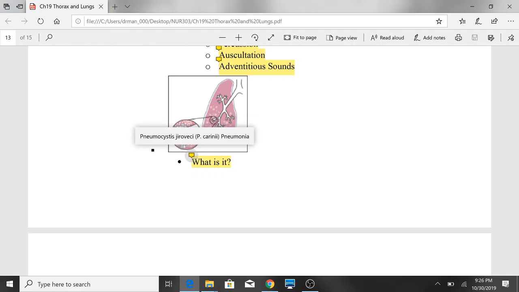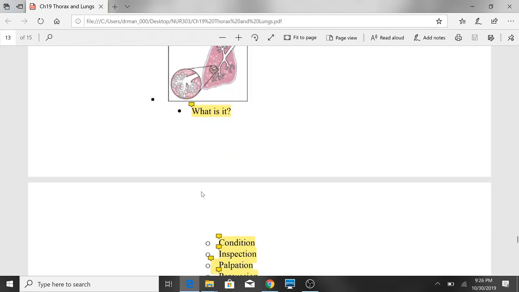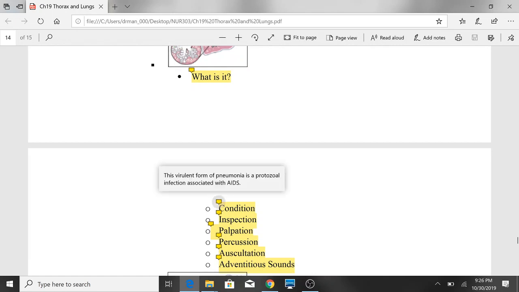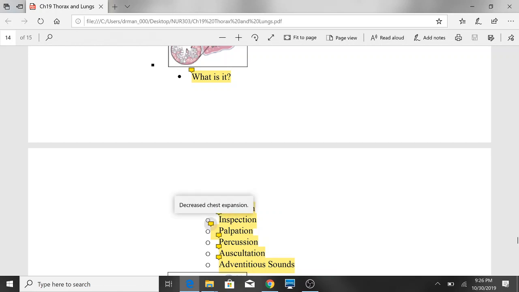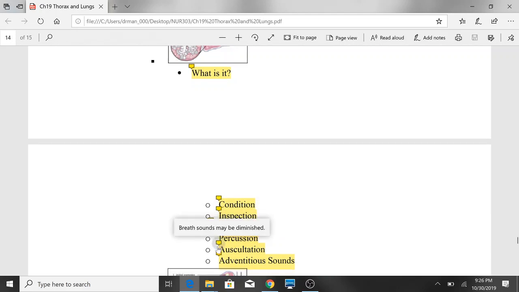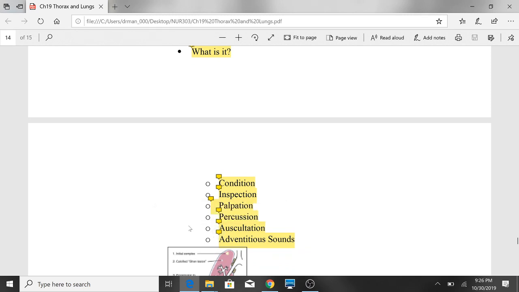It's pneumocystis jirovecii pneumonia. The condition is a virulent form of pneumonia, a protozoal infection associated with AIDS. When we expect it, you get anxiety, shortness of breath, dyspnea on exertion, malaise are common, also tachypnea, fever, a dry non-productive cough, intercostal retractions in children, and cyanosis. On palpation, decreased chest expansion. Percussion, dull over areas of diffuse infiltrate. Auscultation, breath sounds may be diminished. Adventitious sounds, crackles may be present but are often absent.